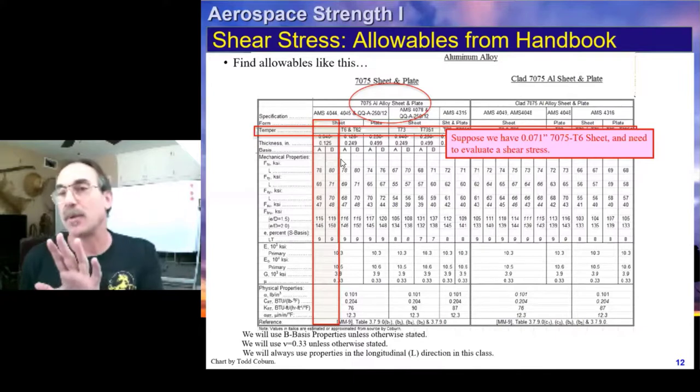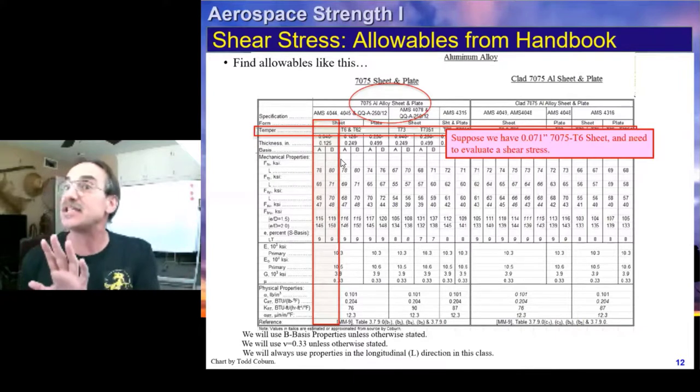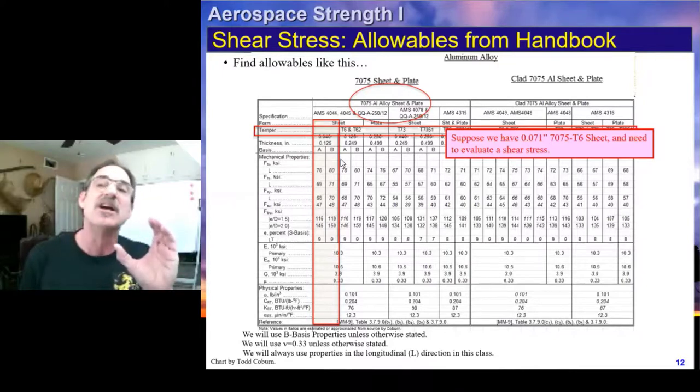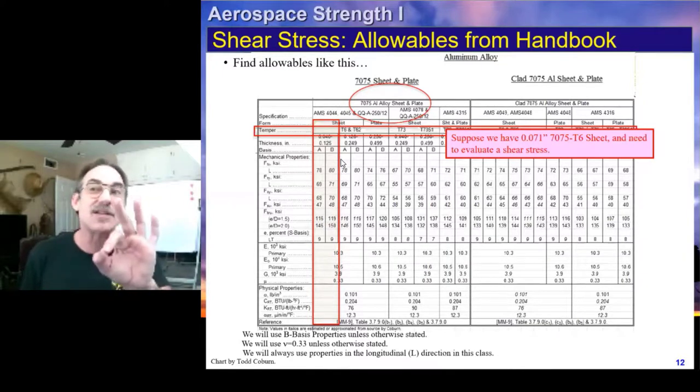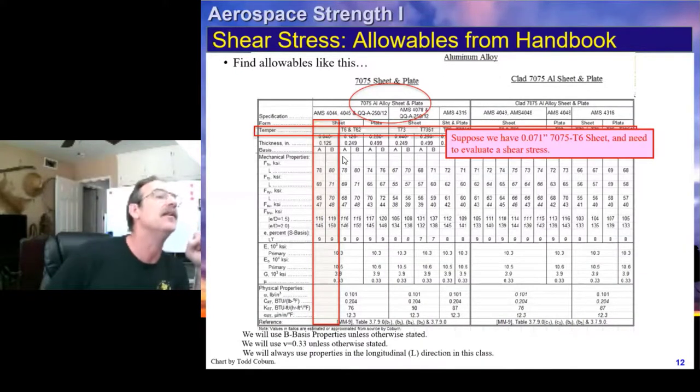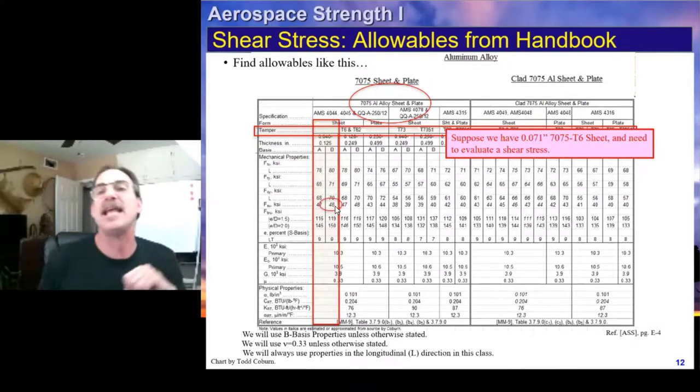B basis. Remember, if you read the very start of the appendix, B basis is for redundant structures, A basis for non-redundant structures. Most of the structures in the aircraft are redundant. So for our class, we're going to use B basis for absolutely everything because that's usually what you should use in industry. Not always, but usually. So then we come here, we go to the B basis column, and we see, look, FSU 48 KSI.